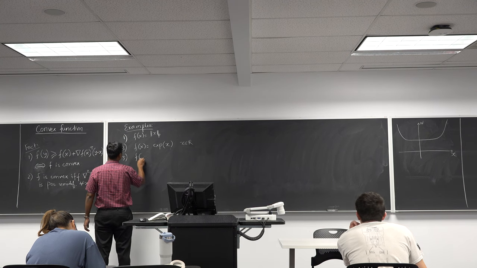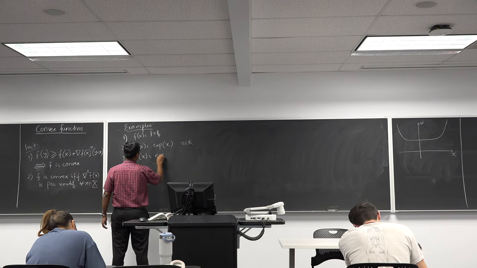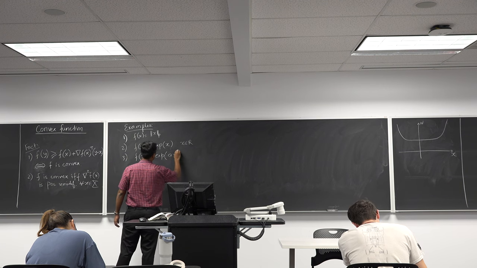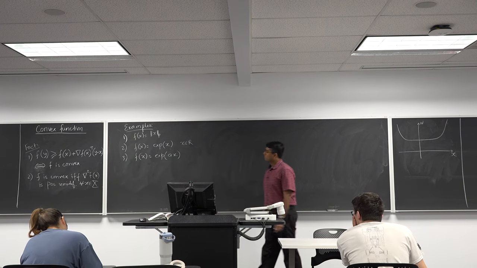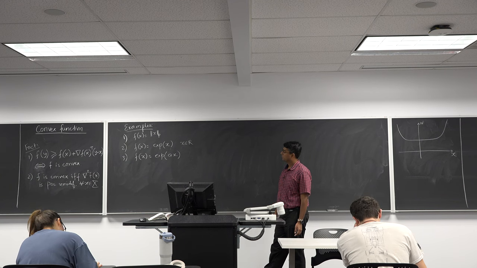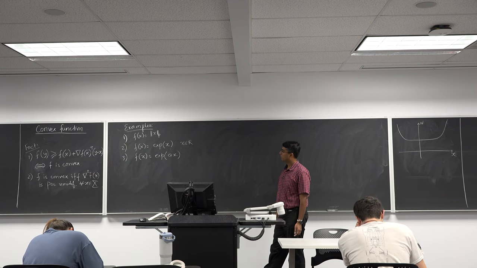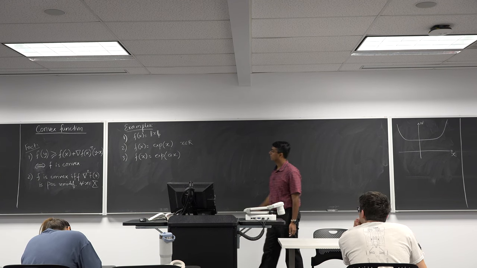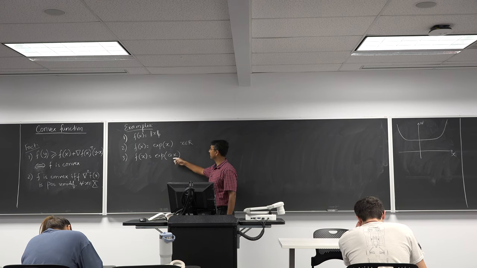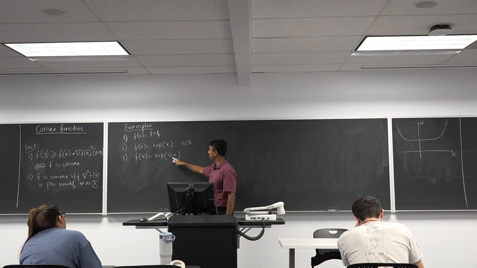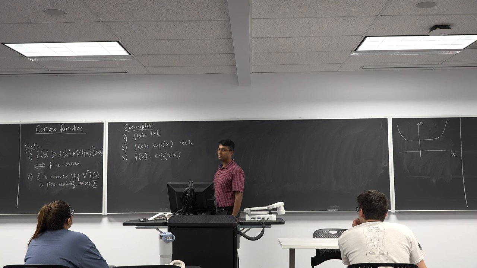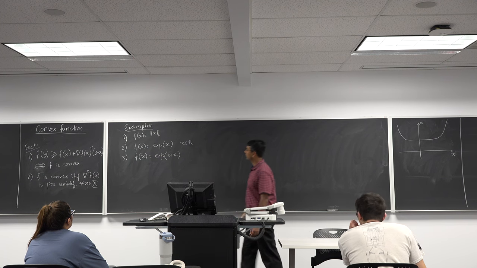Let's look at the third example, exponential of ax. So what is the second derivative of this function? Again, x is in R. That will be a square exponential of ax. So a square is positive because a is non-zero, and exponential of ax is positive, so it's a convex function.